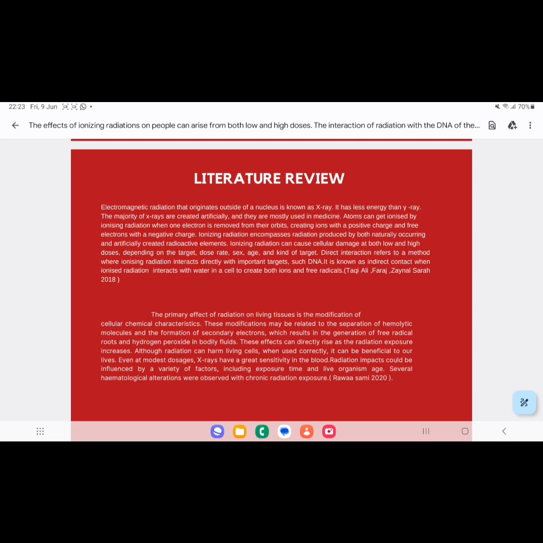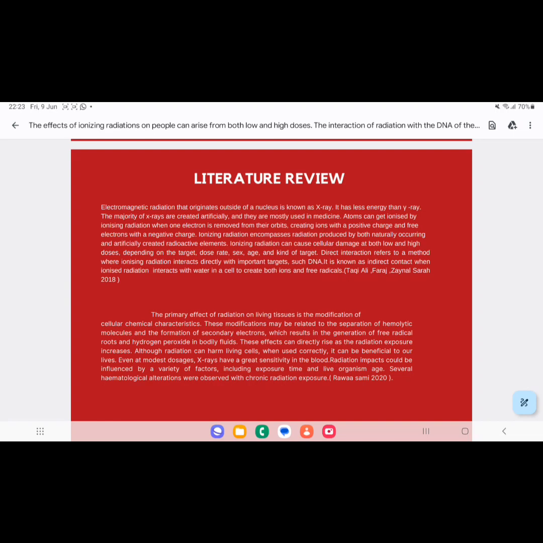The literature review. Electromagnetic radiation that originates outside of a nucleus is known as X-ray. It has less energy than gamma ray. The majority of X-rays are created artificially, and they are mostly used in medicine. Atoms can get ionized by ionizing radiation when one electron is removed from the orbits, and it creates ions with a positive charge and free electrons with a negative charge.